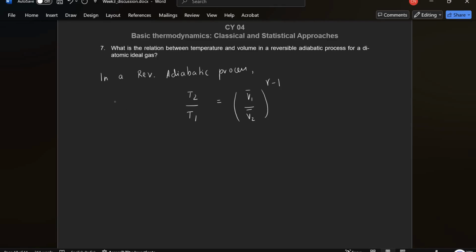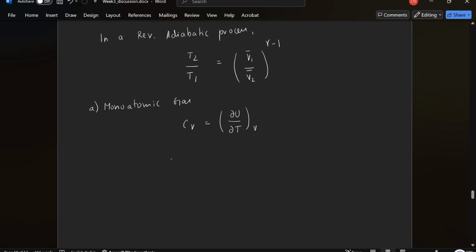So now what we need is for a diatomic gas. So first let's check this case for monatomic gas. In monatomic gas, what is CV? We can go from first principles, from the basics. As you know, CV is del U by del T at constant volume, right? So that you guys are clear, I guess.